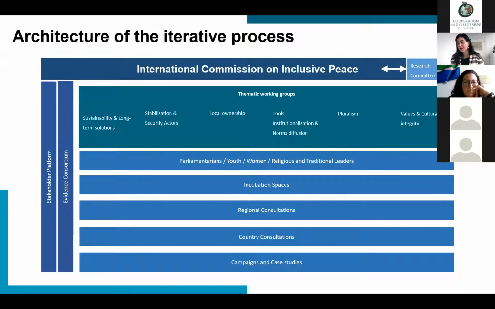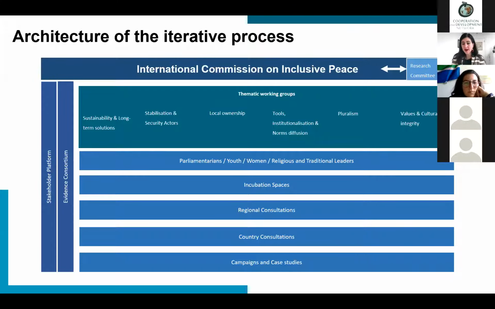You'll see here that some of the constituencies are parliamentarians, youth, women, religious and traditional leaders, and we're creating incubation spaces, doing regional consultations and country consultations, but we're also starting a series of global open conversations that anyone can join to share their views and engage with the commission. So follow us if you're interested, because you would be able to join, for example, some of the youth consultations, which will look at sustainability and long-term solutions, at stabilization, at local ownership, at tools, at pluralism, at values and cultural integrity. So these are some of the essential initial themes that we're engaging on.